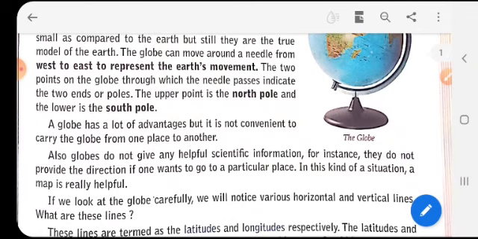while you are traveling. Also, globes do not give any helpful scientific information. Since they give no scientific information, like when you are traveling from one direction to another, they will not show you your particular place. So in this kind of situation, a map is really helpful. Since a map can be carried from one place to another and you can carry it in your pocket, a globe is not so helpful or not so proper to carry while you are traveling.